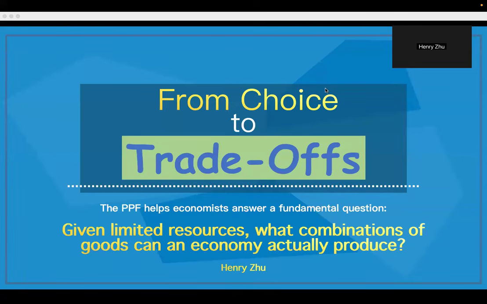Hi everyone. In the previous lesson, we introduced a fundamental idea that economics exists because of scarcity. Today, we take that idea further.